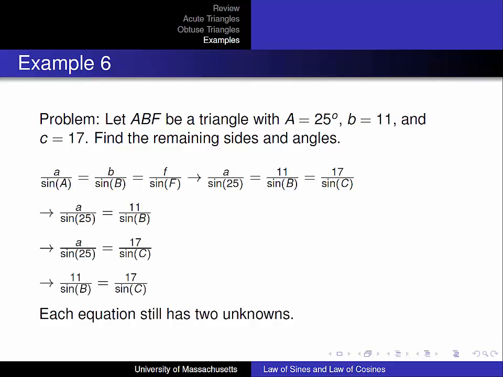So now, splitting up each of our little equations, we have that a over sine 25 equals 11 over sine B. However, there are two unknowns in this equation, so we can't solve it. Similarly, we have a over sine 25 equals 17 over sine C. Again, still two unknowns. And then we have 11 over sine B equals 17 over sine C. So again, two unknowns and we can't solve it. So given the law of sines, there's actually no way that we can solve this problem.